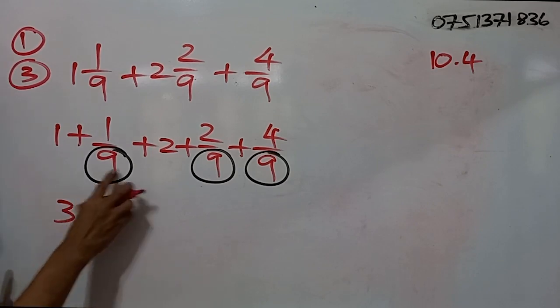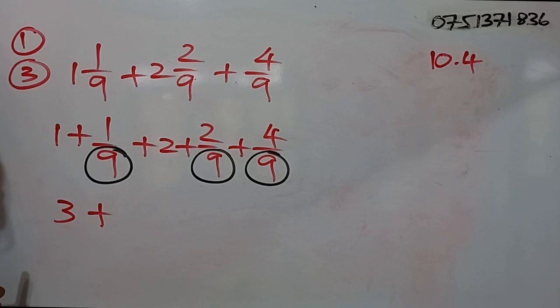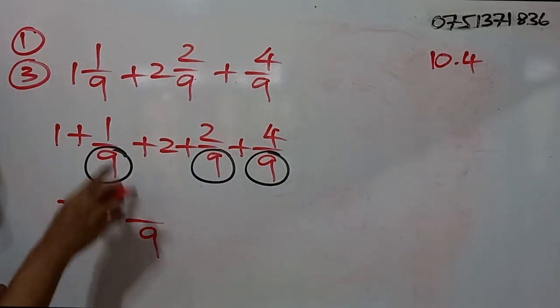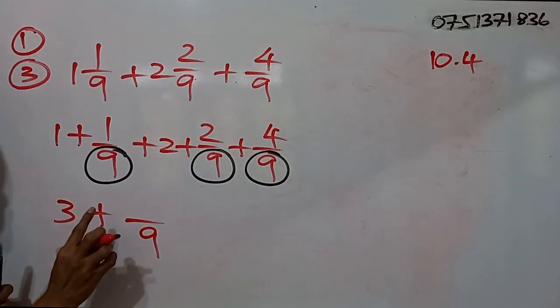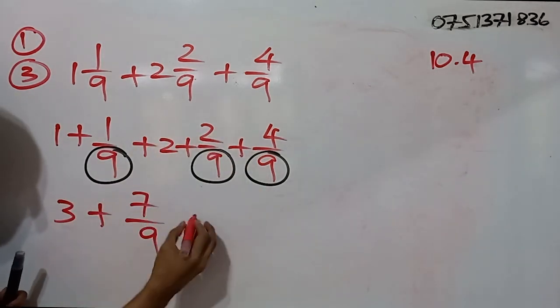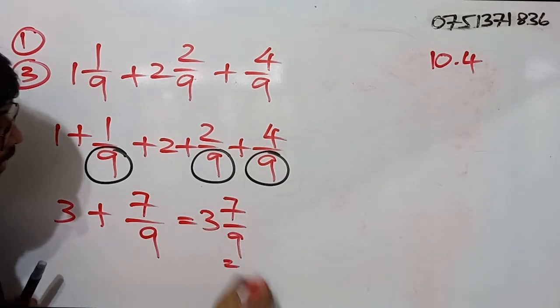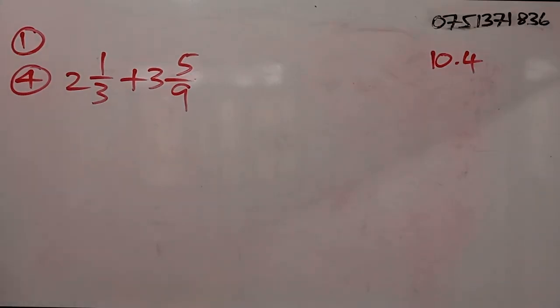Plus, when we add these fraction parts, what do we get? Denominator will be 9. What will be the numerator? 1 plus 2, that is 3. 3 plus 4, that is 7. So what will be the outcome? 3 and 7 by 9. That's the answer. Okay, part 4.